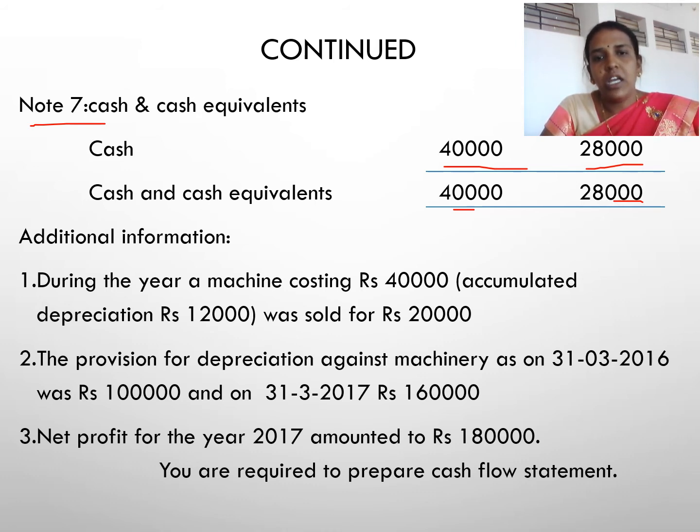During the year, a machine costing rupees 40,000, accumulated depreciation rupees 12,000 was sold for rupees 20,000.